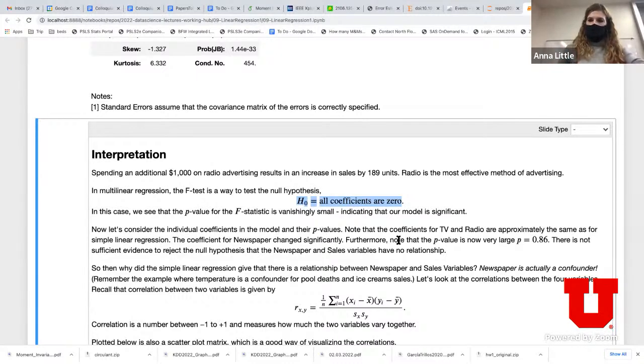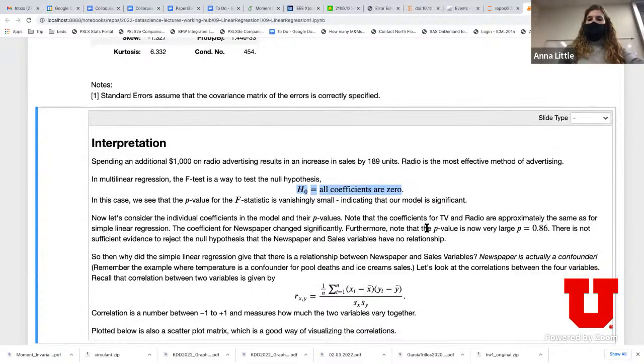But then you can look more closely at the output for the p-value for each individual coefficient. Like we saw, the p-value for newspaper really increased up to 0.86. And so we would say that there's not sufficient evidence to reject the null hypothesis that the newspaper and sales variables have no relationship. That is a long way of saying, what's the conclusion when we have a large p-value? We don't have evidence for the alternate hypothesis. So we don't have evidence of a linear relationship between the newspaper and sales in that case.